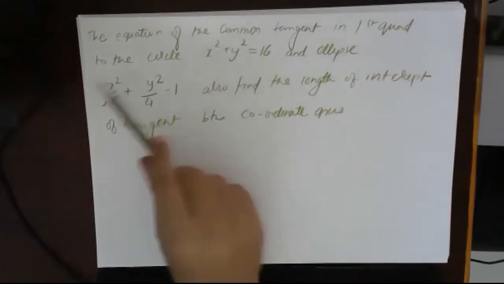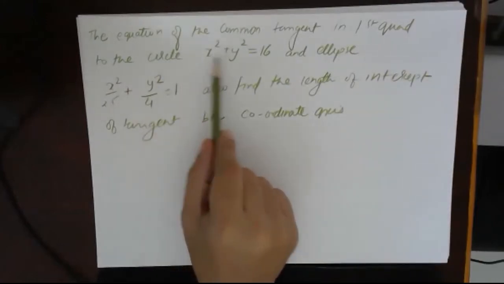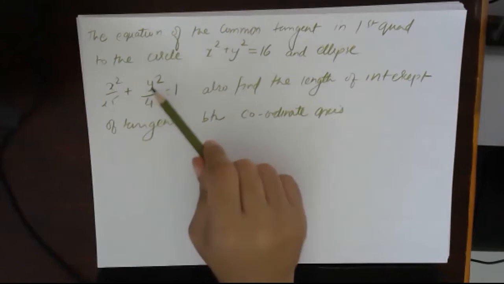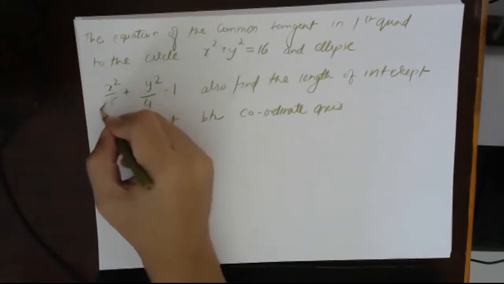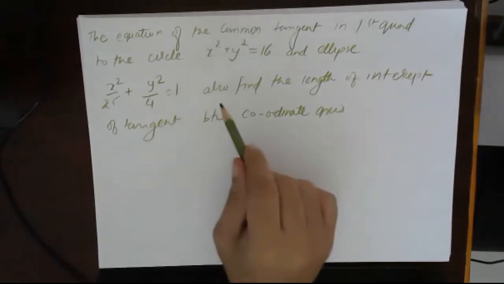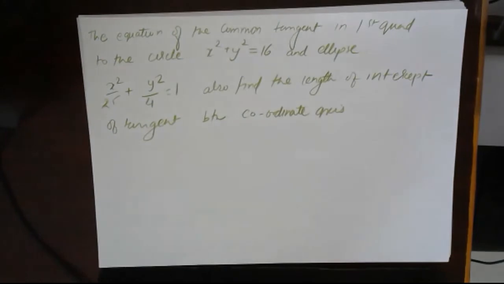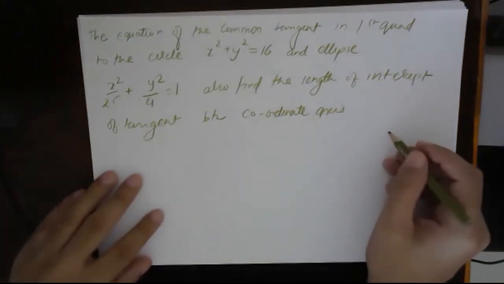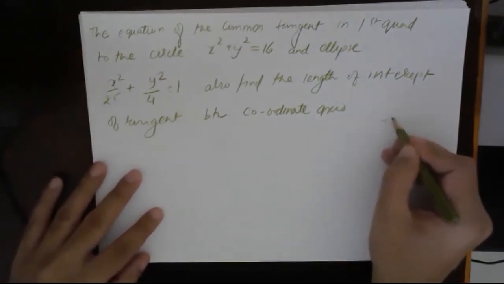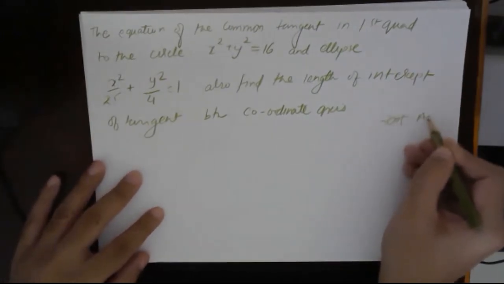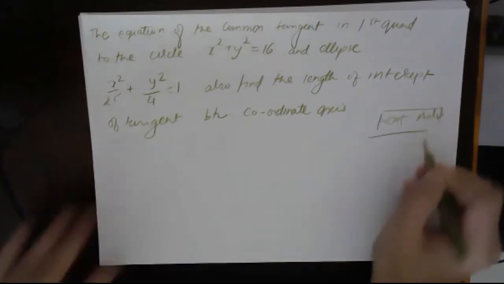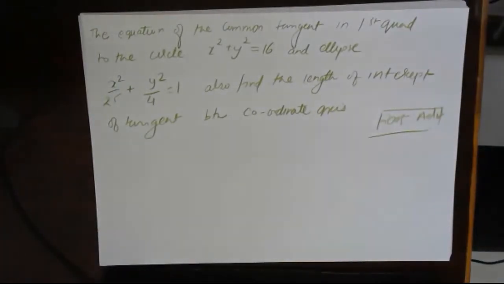Okay, so the equation of the common tangent in the first quadrant to the circle x square plus y square is equal to 16, and the ellipse x square by 25 plus y square by 4 equals to 1. Also find the length of the intercept of the tangent between the coordinate axes. This was 2005 advanced. Okay, solve it. I'll give you 2 minutes, solve it, and then tell me the answer.